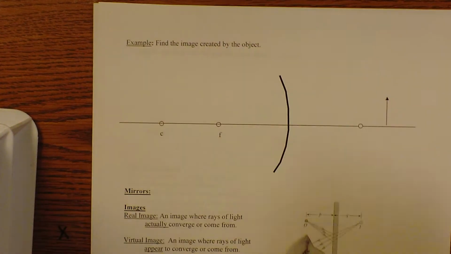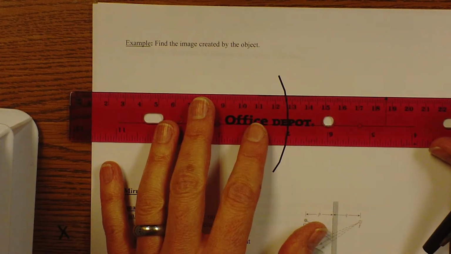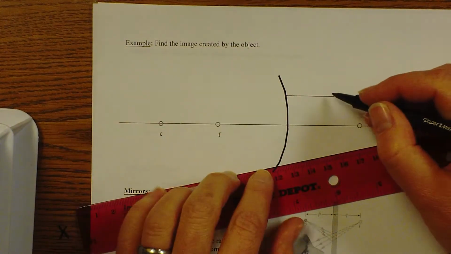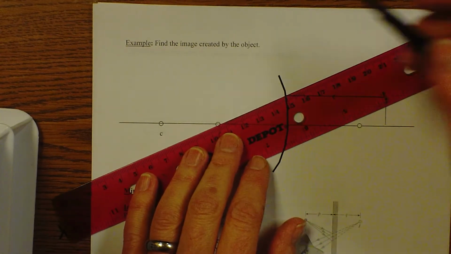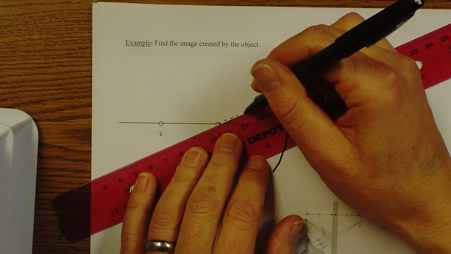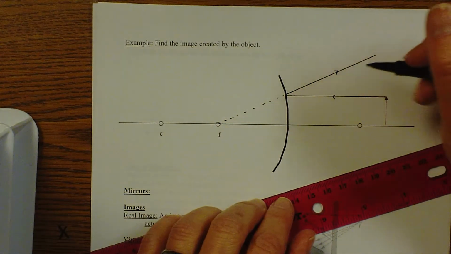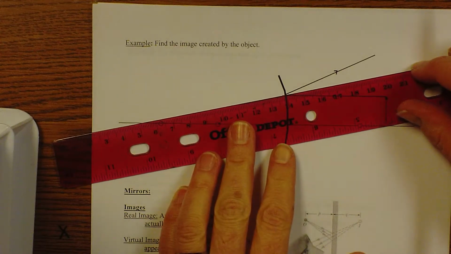Let's try another example. Find the image created by the object. So let's practice this again. I'll start with a light ray going toward the mirror, and then it's going to bounce off as though it's coming from the direction of the focus, like this. Again, I would point out that that is obeying the law of reflection. Remember that the law of reflection says that the angle of incidence equals the angle of reflection.